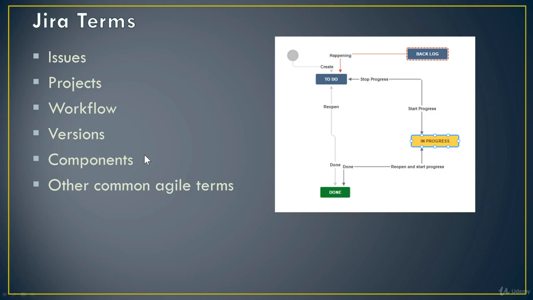JIRA components are just a feature that JIRA offers to create subsections of a project. They are basically used to group issues within a project. So, for example, perhaps your project is broken into back-end development and front-end development. So you could create both of these as components and be able to group your issues accordingly. It's almost like a category of work.